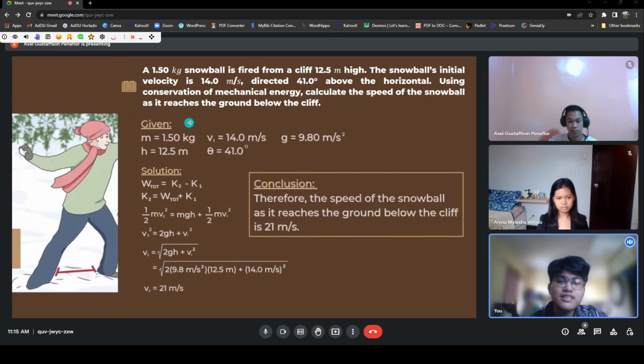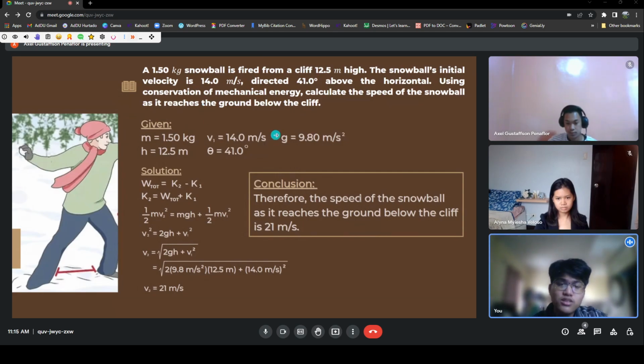We'll be utilizing the work-energy theorem, which states that the total work done is equal to the final kinetic energy minus the initial kinetic energy. Since we are looking for the final speed, we'll be using the final kinetic energy. The equation of final kinetic energy is equal to the total work plus the initial kinetic energy.